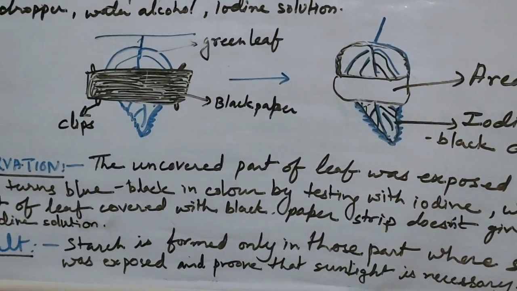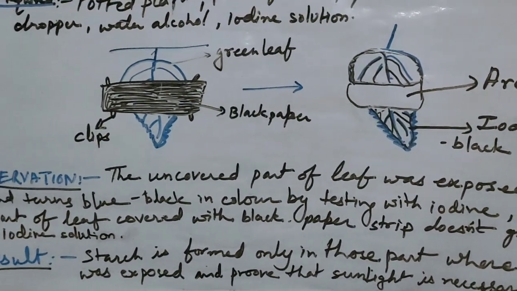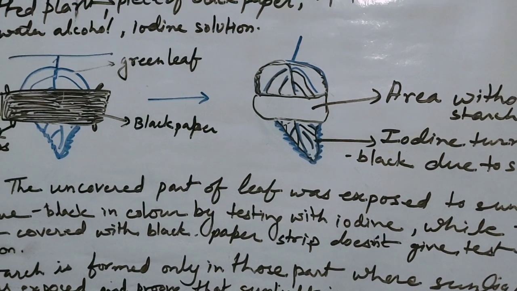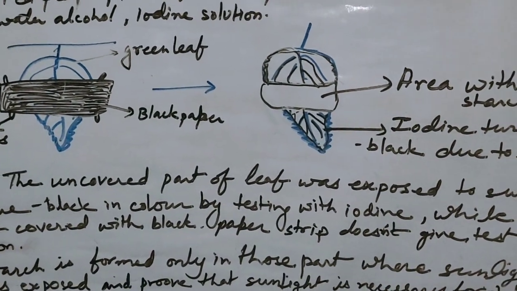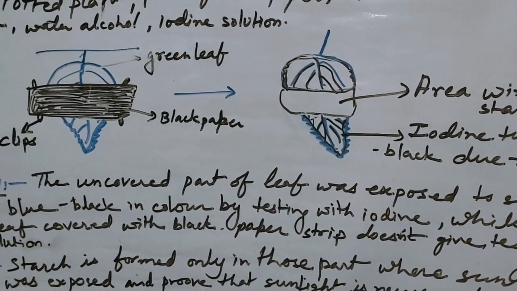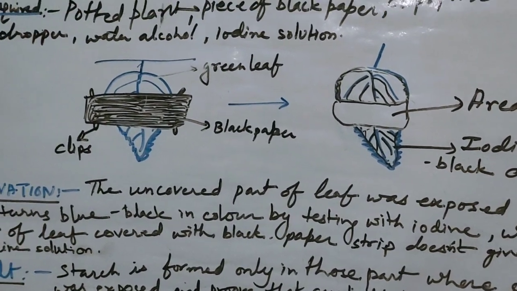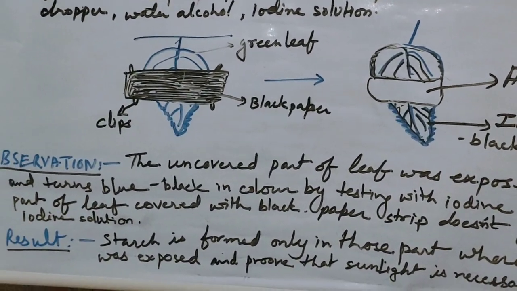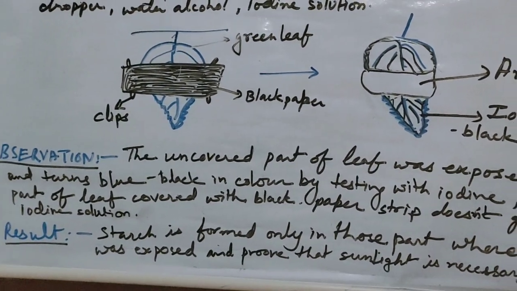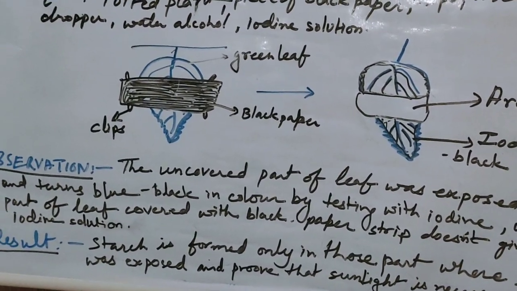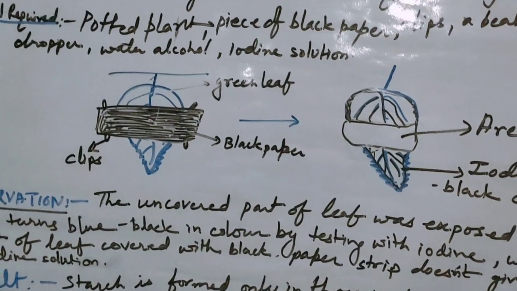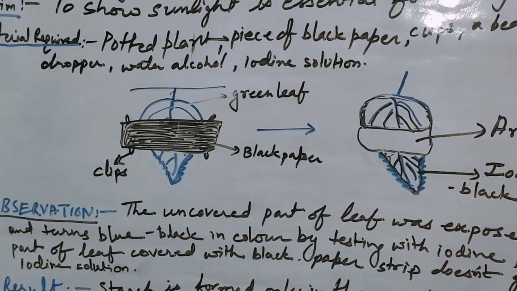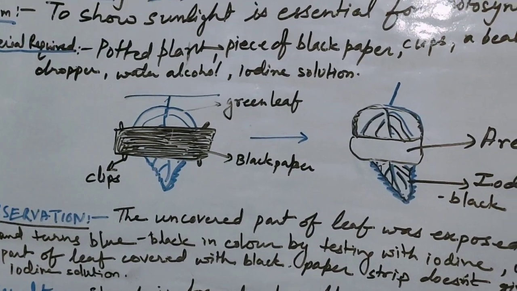We will pluck the leaf, remove the black paper strip, then boil the leaf first in water and then in alcohol. Again, why are we boiling it in alcohol? So that the chlorophyll gets destroyed and the leaf becomes colorless. After that, we will wash the leaf with warm water and put it in a petri dish. We will pour a few drops of iodine solution on the leaf.